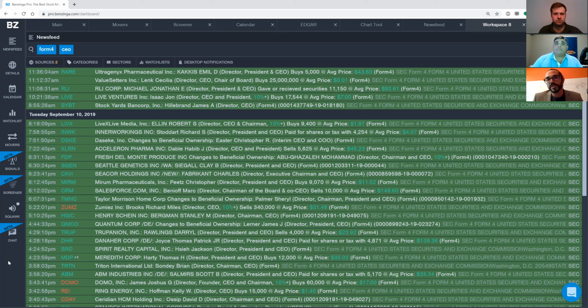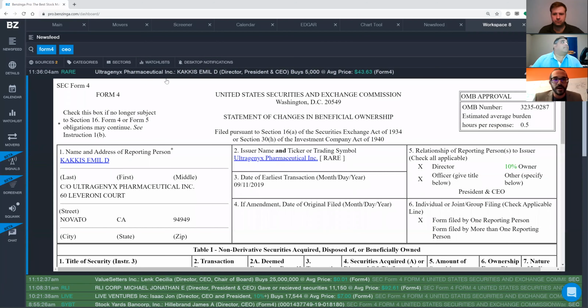But really what you want to do, if you're going to use these in your strategy, is be able to look in the SEC filing and know what you're looking at. So why don't we just try the top one there, Ryan? Click on the Form 4 filing, and it's going to pop open here.